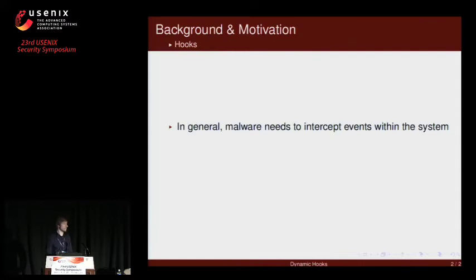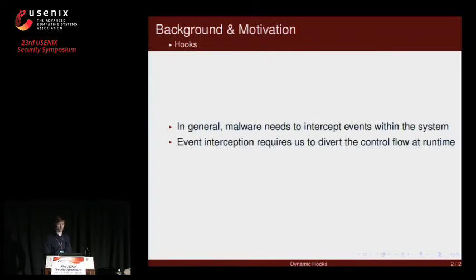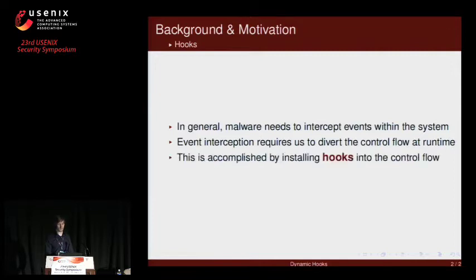To provide malicious functionality, malware in general needs to intercept events within the system. Without event interception, malware couldn't provide simple functionality such as keylogging, file hiding, process hiding, etc. To intercept events, the malware essentially must divert the control flow of the system at runtime whenever the event that the malware is interested in occurs. And this is accomplished by installing hooks into the control flow of the code that handles the event.